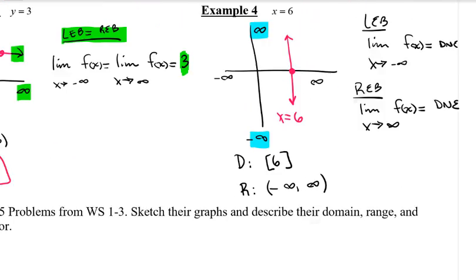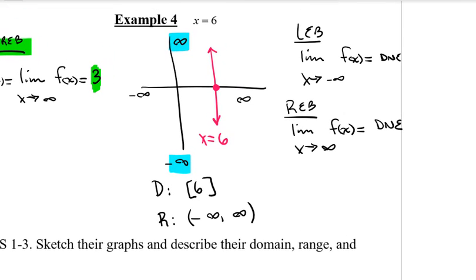Now, lastly here, let's check out example number 4. Make sure we rock that one out. Again, domain's only one value because no matter where we go on this line, it'll be 6 for the x value. No matter what, we're always going to be at 6. So our domain is only 6. That's it. Can't be any other number. The range goes up and down forever, that vertical line. So that would be negative infinity to infinity. Then our left and right hand behaviors, it doesn't exist.